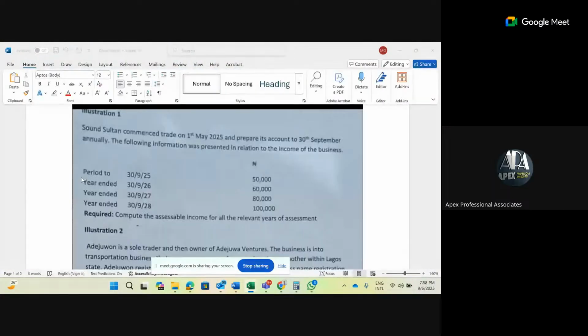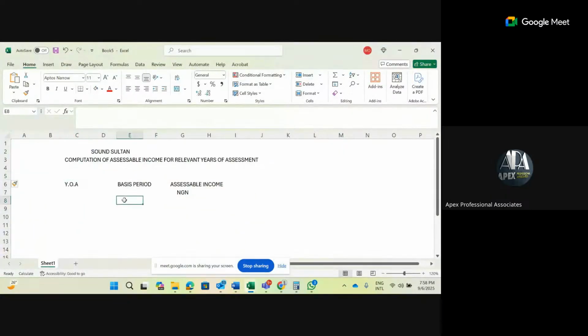Now, when did it commence business? 1st of May 2025 to 30th of September. So let me first determine the first year basis period. 1st of May 2025. What is now going to be the year end? Just as what we have looked at, 30th of September 2025. So 1st of May 2025 to 30th of September 2025, making use of the preceding year basis.